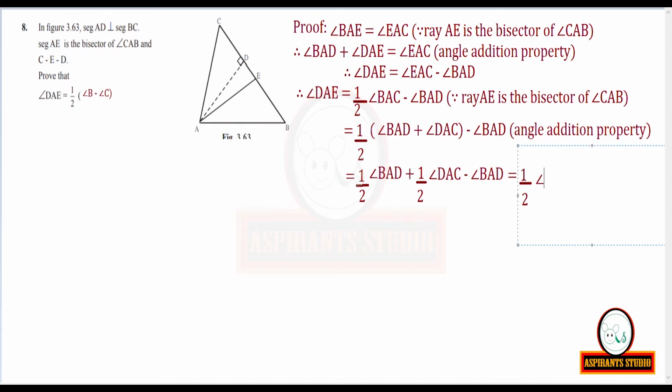You are combining the first term and the third term. Half into measure of angle BAD minus 1 into measure of angle BAD will be minus half into measure of angle BAD. Now what is there on the left hand side? Measure of angle DAE. So we can write measure of angle DAE is equal to half of, you can take half outside the brackets and inside the bracket you will get measure of angle DAC minus measure of angle BAD.